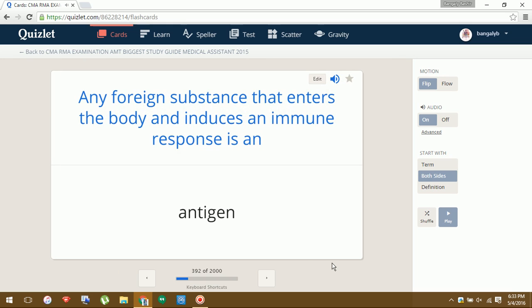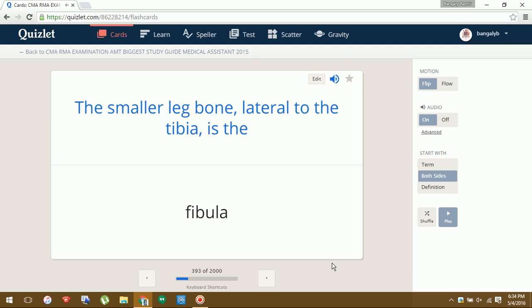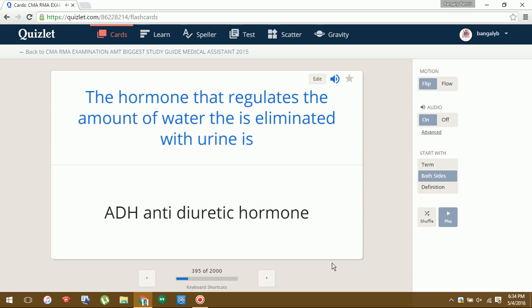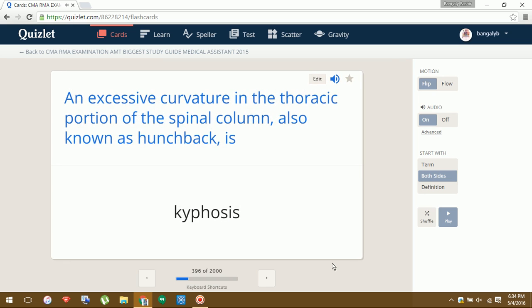Any foreign substance that enters the body and induces an immune response is an antigen. The smaller leg bone lateral to the tibia is the fibula. The small pouch that is the first part of the large intestine is the cecum. The hormone that regulates the amount of water that is eliminated with urine is ADH, antidiuretic hormone. An excessive curvature in the thoracic portion of the spinal column, also known as hunchback, is kyphosis.